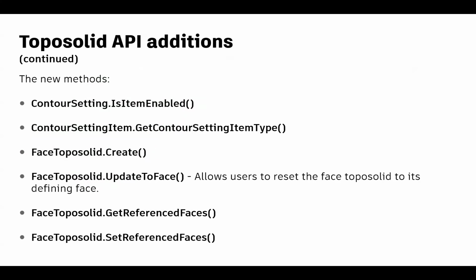There are also new methods to change contour settings. For the contour setting: IsItemEnabled. For the contour setting item: GetContourSettingItemType. And for FaceToposolid: Create and Update, which allows users to reset the FaceToposolid to its defining face, and GetReferenceFaces and SetReferenceFaces for FaceToposolid.